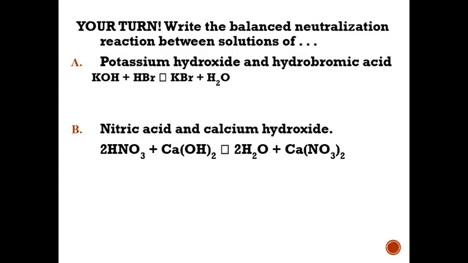Here are the complete balanced equations you should write. For problem A, potassium hydroxide and hydrobromic acid combine, with K+ and Br- forming the salt potassium bromide. Since potassium has a +1 charge and bromide has a -1 charge, a 1-to-1 ratio works perfectly, so no coefficients are needed. For problem B, nitric acid reacts with calcium hydroxide. Notice calcium is +2, so you need 2 hydroxide ions from the base and 2 nitrate ions in the salt. This is why we add the coefficient 2 in front of HNO3 and H2O to balance the 2 OH- groups from calcium hydroxide.